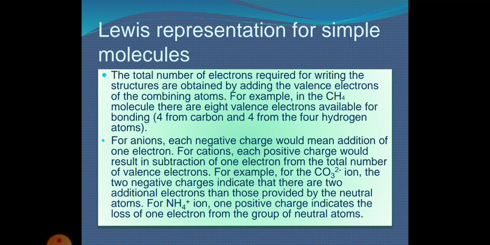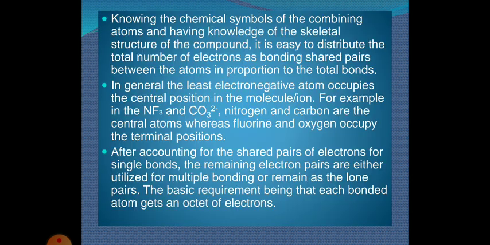For anions, each negative charge would mean addition of 1 electron. For cations, each positive charge would result in subtraction of 1 electron from the total number of valence electrons. For example, here we are going to take the example of CO3 2 minus ion. The two negative charges indicate that there are two additional electrons present than those provided by the neutral atoms. For NH4 plus ion, one positive charge indicates loss of one electron from the group of neutral atoms.